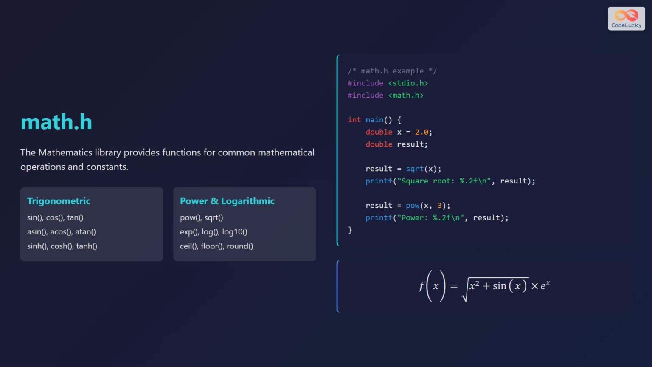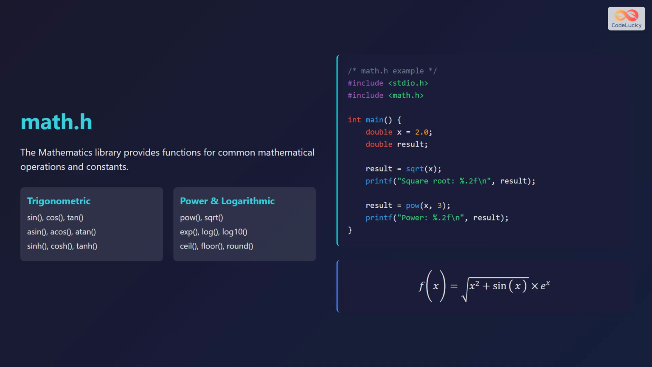Next, we will see the math.h library. The mathematics library offers a rich set of functions for performing mathematical operations and using mathematical constants. This library is essential for scientific and engineering applications. Let's discuss the trigonometric functions. These include functions such as sine, cosine, and tangent, as well as their inverses arcsine, arccosine, and arctangent. Hyperbolic trigonometric functions such as sinh, cosh, and tanh are also supported.